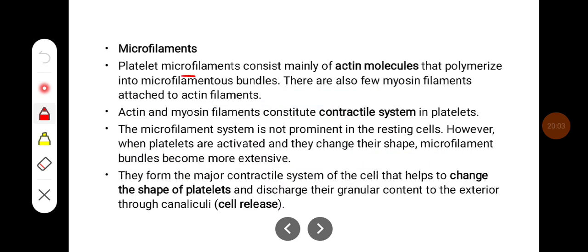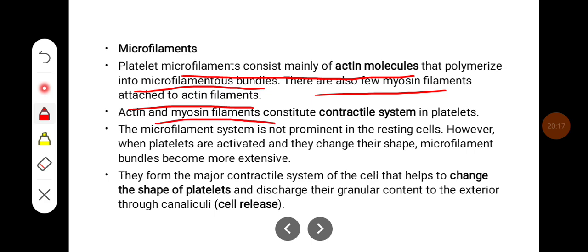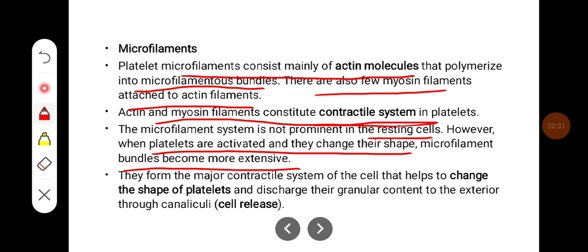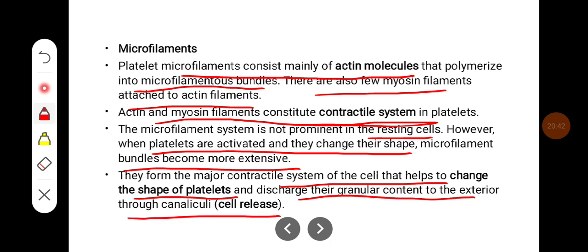The platelet microfilaments consist mainly of actin molecules that polymerize into microfilamentous bundles. So there are also a few myosin filaments attached to the actin filaments. Actin and myosin filaments constitute the contractile system in the platelets. The microfilament system is not prominent in the resting cells. However, when platelets are activated and change their shape, microfilament bundles become more extensive. So they form the major contractile system of the cell that helps in the change in the shape of the platelets and discharge of their granular content to the exterior through the canalicular system.